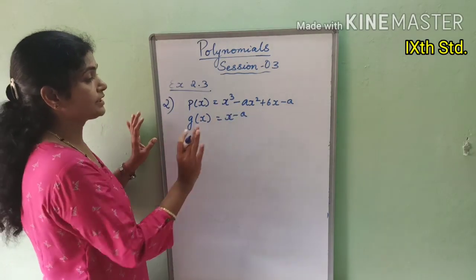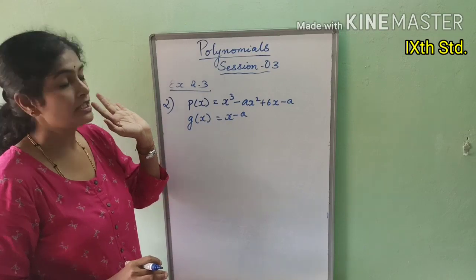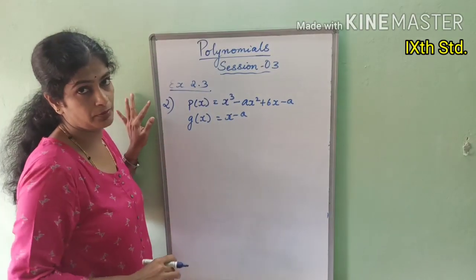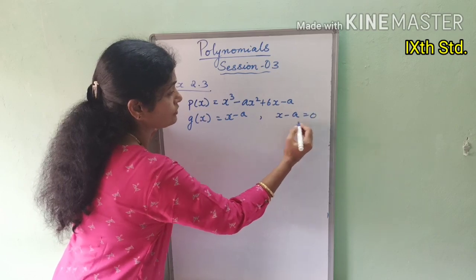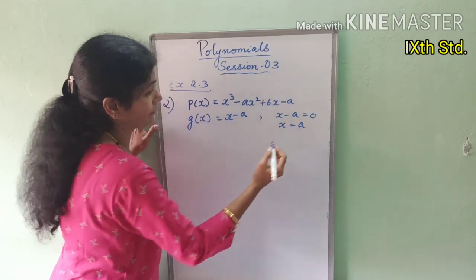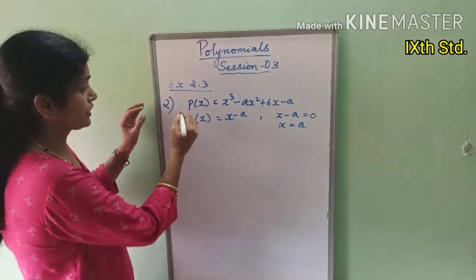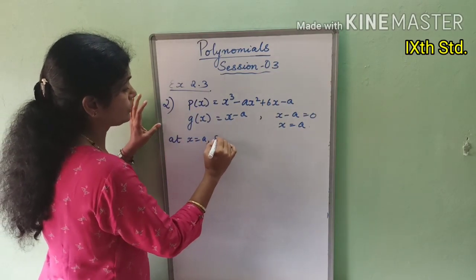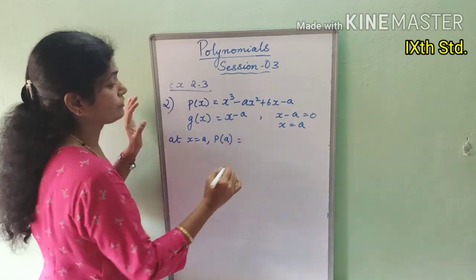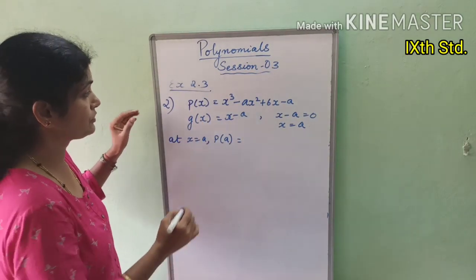So g of x is x minus a. So first you find the 0 of this polynomial. Okay. So x minus a is equal to 0. Therefore x equal to a. So you are using the remainder theorem. Then at x equal to a, find out what is p of a. So wherever x is there, you substitute it by a.